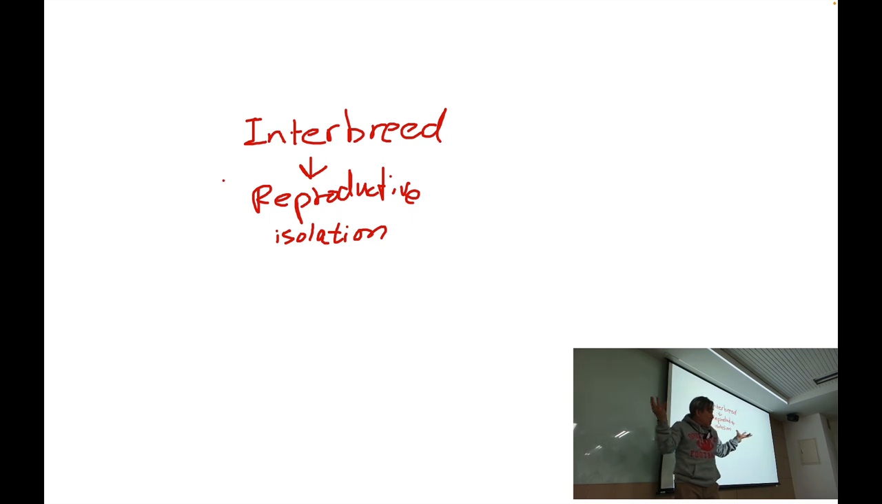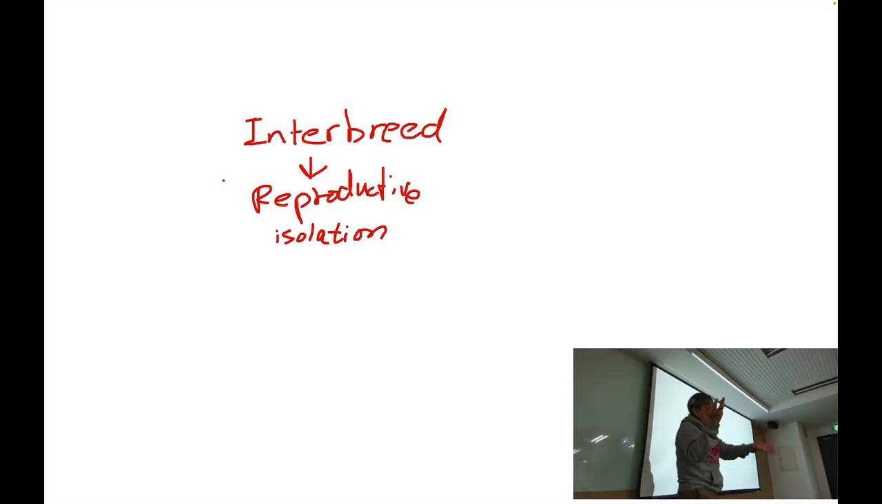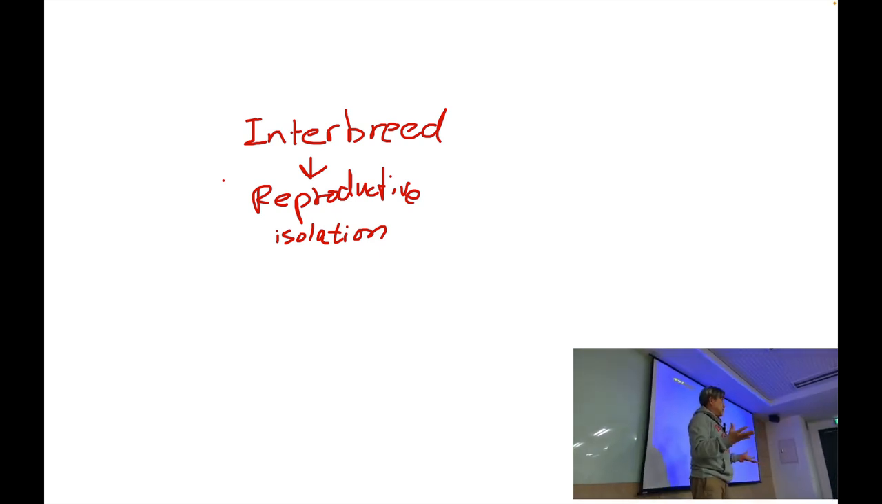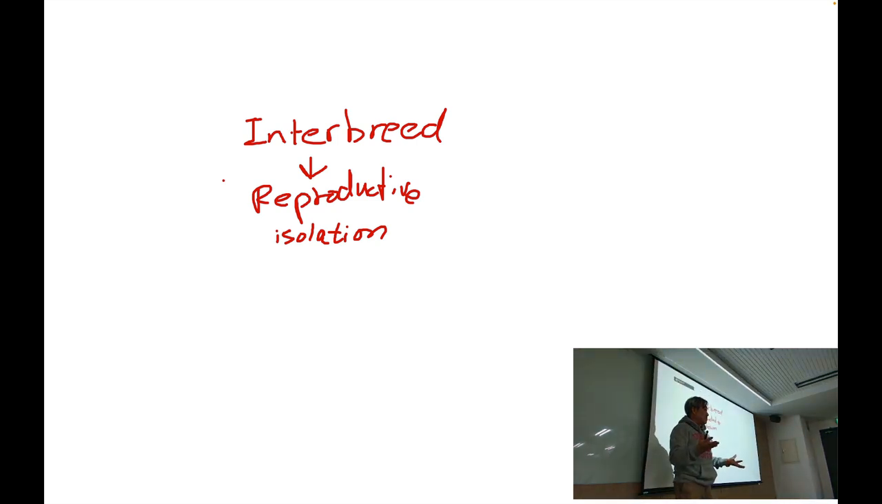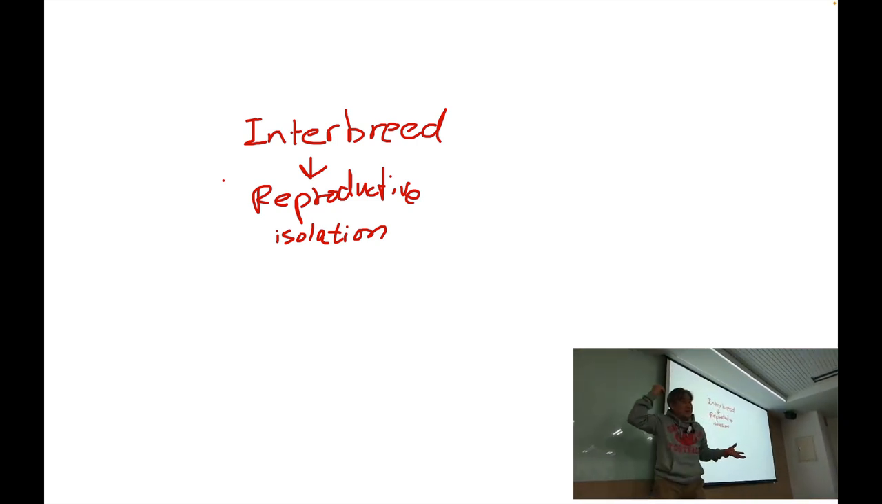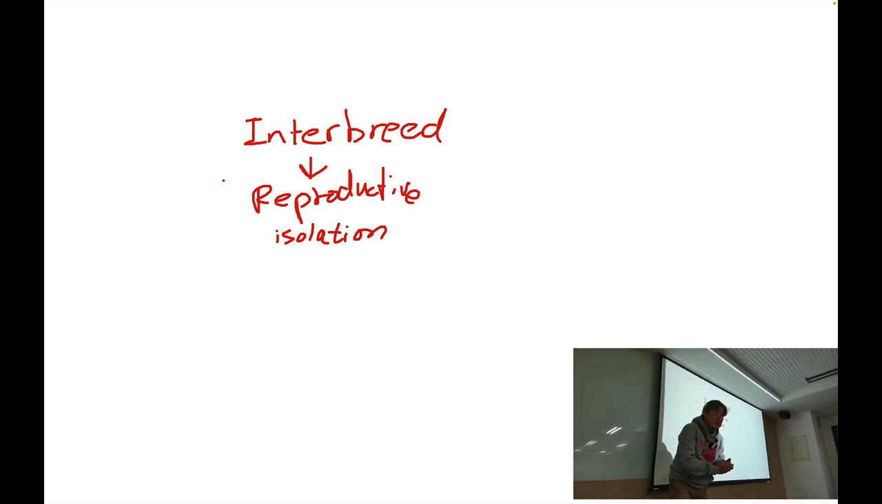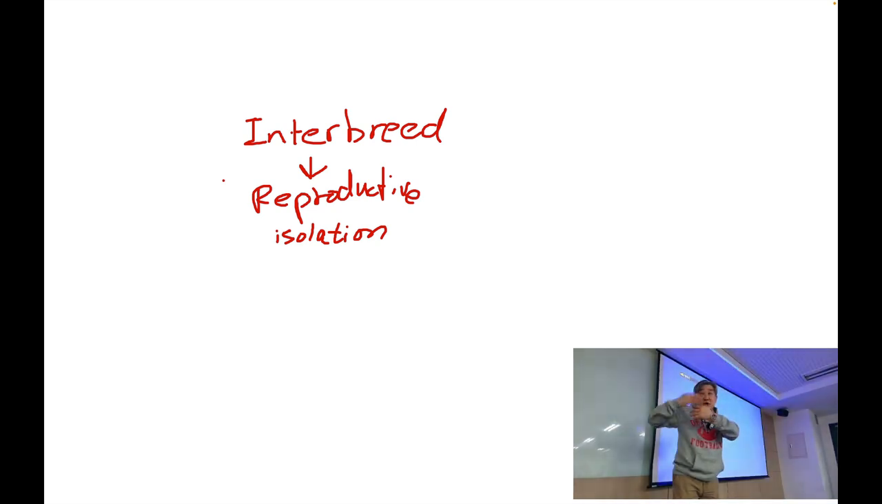But then, what makes this so-called reproductive isolation the start, the first step of the separation into two new species? What do you think? Once they do this, what happens? If they cannot reproduce between each other, what happens? I'm a gene guy, always thinking about the gene. If they cannot reproduce, that means the genes, their genetic makeup, cannot be exchanged between these two groups.